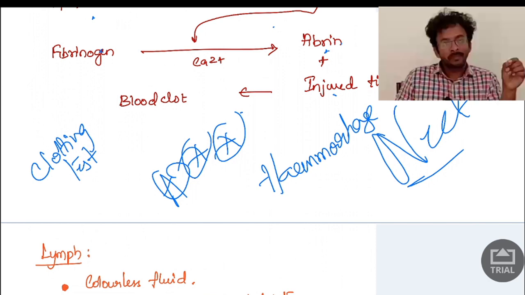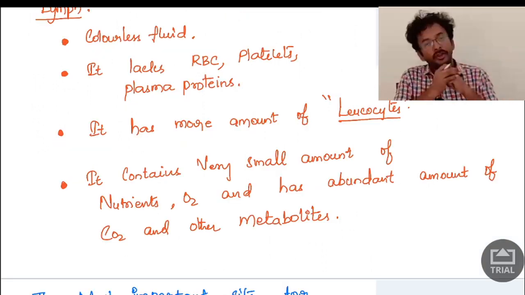Okay, thank you. Next, under fluid connective tissue, we are going to learn about a very important thing, that is lymph. So what is lymph? Now, the blood vascular system is there. It takes care of the upper part of the body, the upper part of the organ system.